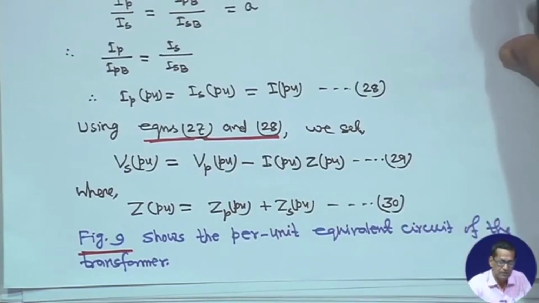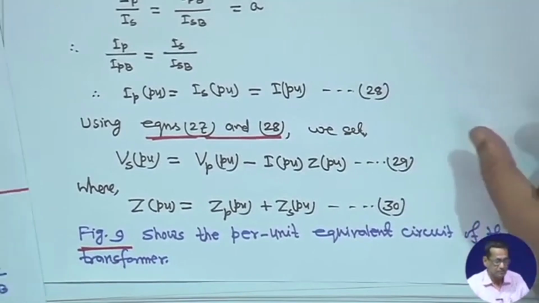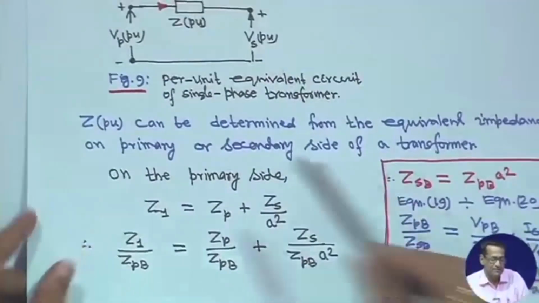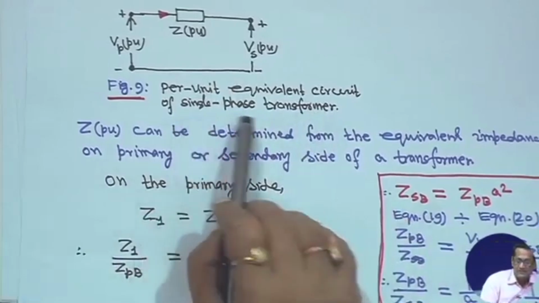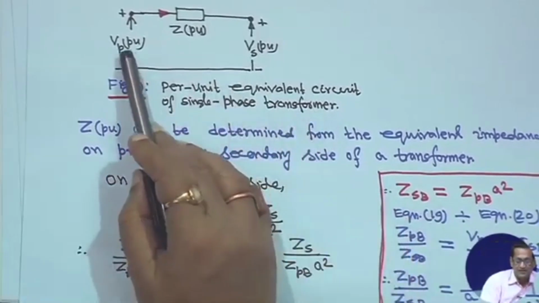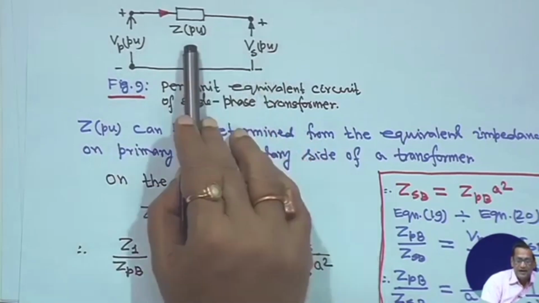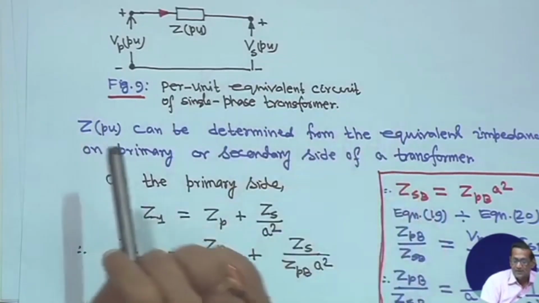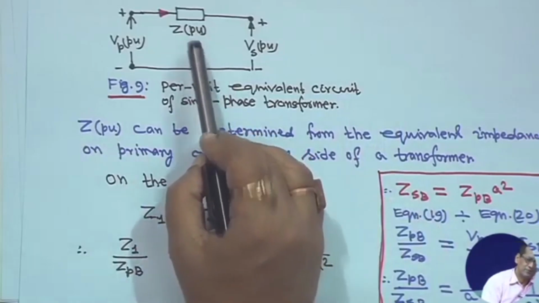So, if you now draw the simple circuit diagram for the transformer, it will be like this. This is a per unit equivalent circuit of a single phase transformer. This side is the primary side, this is the per unit voltage, the secondary side per unit voltage, and this is the Z per unit, that is ZS per unit plus ZP per unit, right.